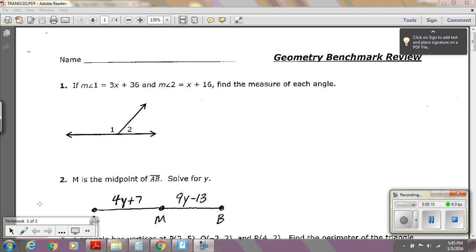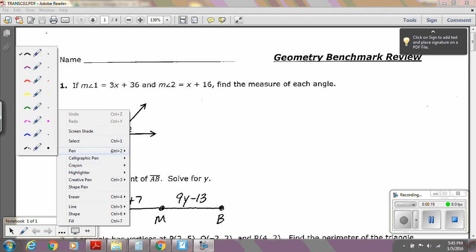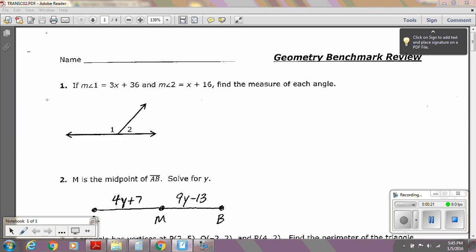Number 1. If the measure of angle 1 is 3x plus 36, and the measure of angle 2 is x plus 16, find the measure of each angle. So let me go ahead and label the given information.